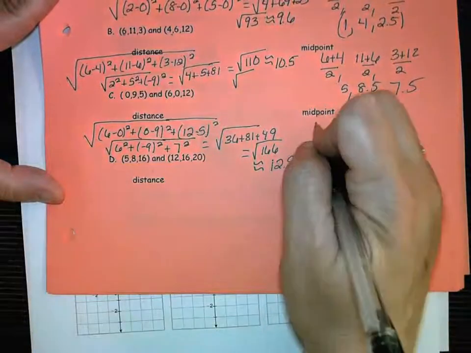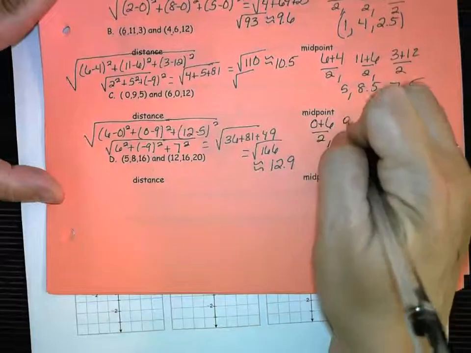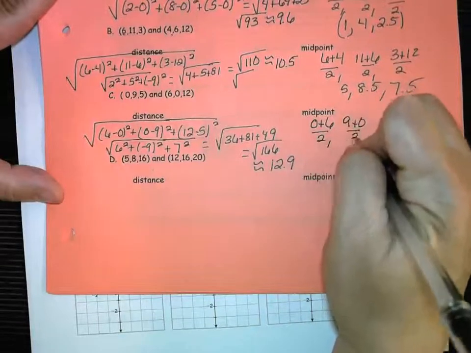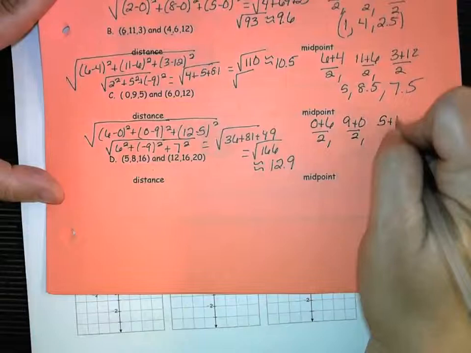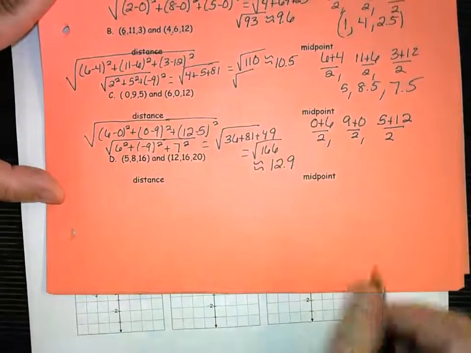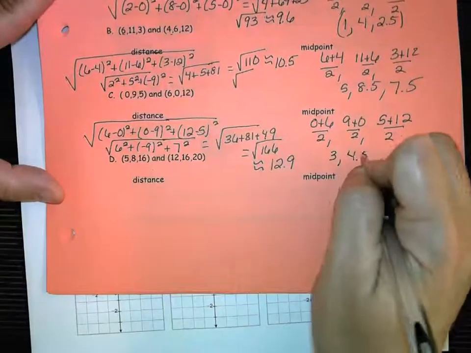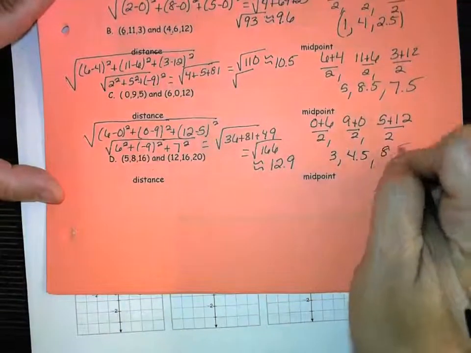And the midpoint, we will have 0 plus 6 over 2, 9 plus 0 over 2, and 5 plus 12 over 2. That ends up being 3, 4.5, 8.5.